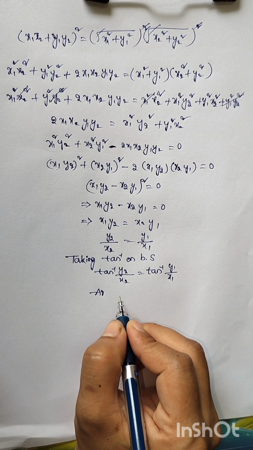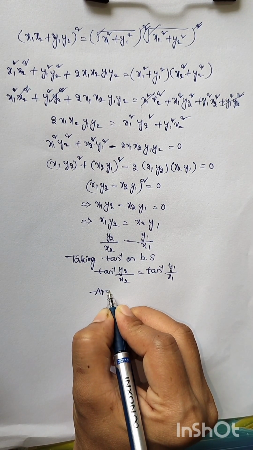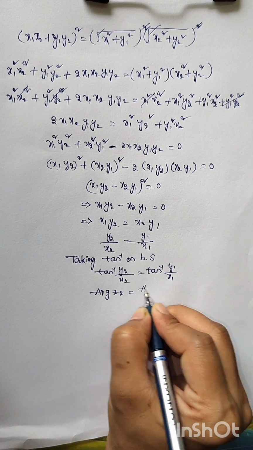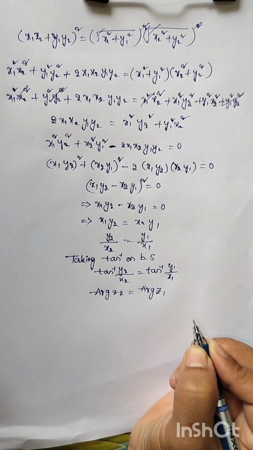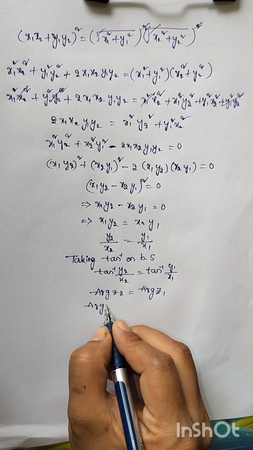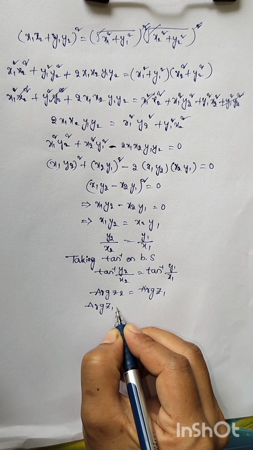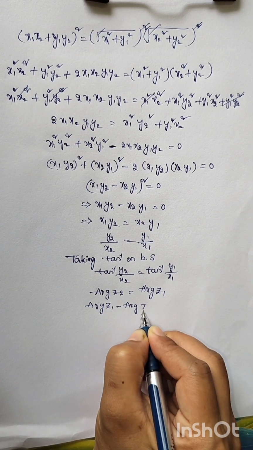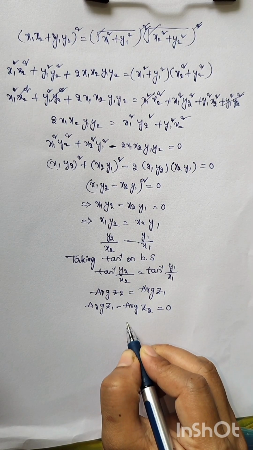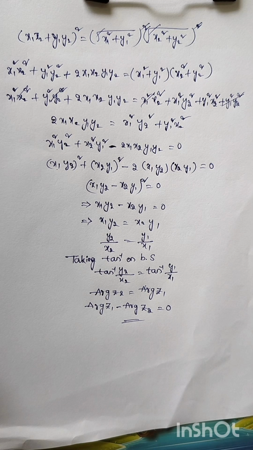Arg z is nothing but theta, and theta is tan inverse of y by x. So arg z2 equals arg z1. Taking this term to this side, arg z1 minus arg z2 is equal to 0. This is the solution for the first one. So see the next problem.